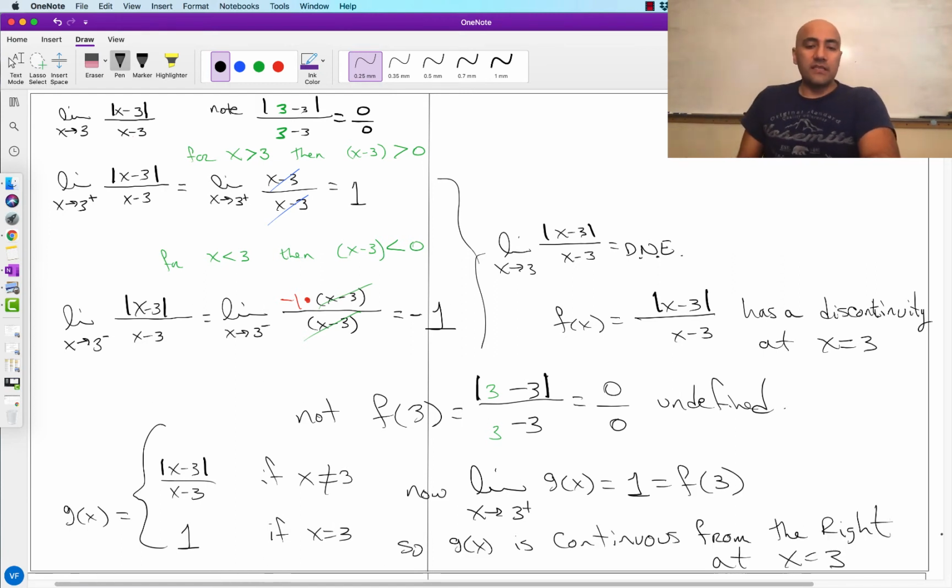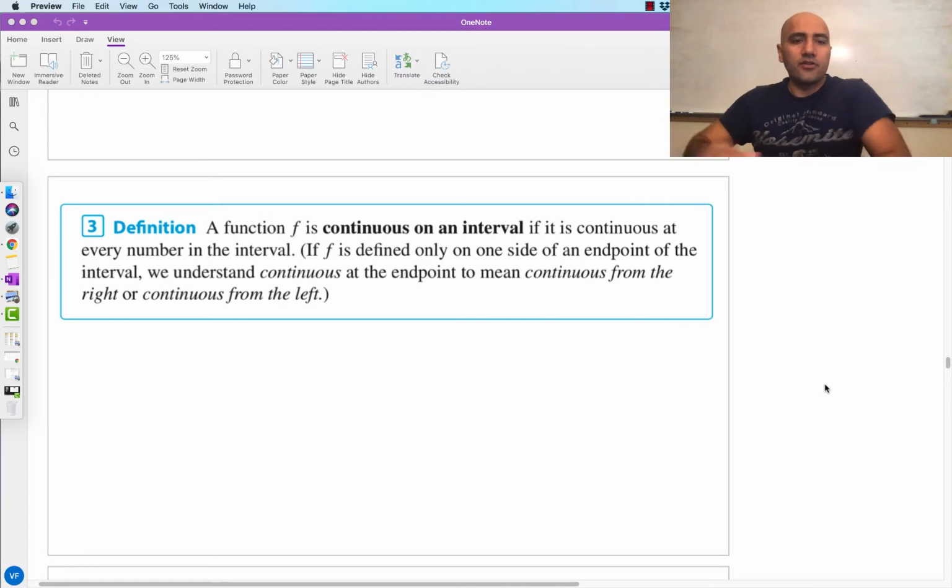So g of x in this case would be continuous from the right at x equals 3. It would still continue to be discontinuous from the left, but if we wanted to fix that, we could just flip it around and make this a negative 1, and then it would be continuous from the left, but not from the right.